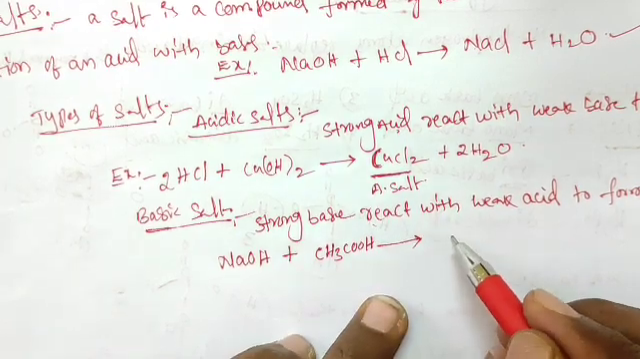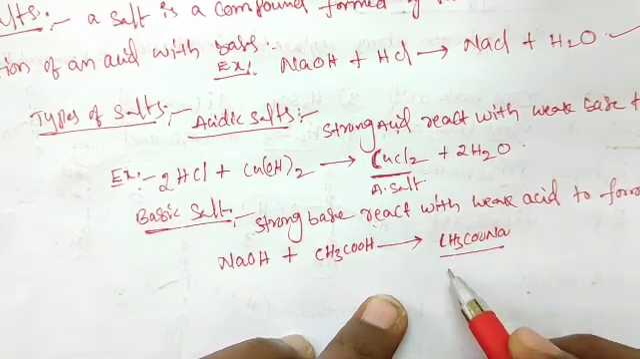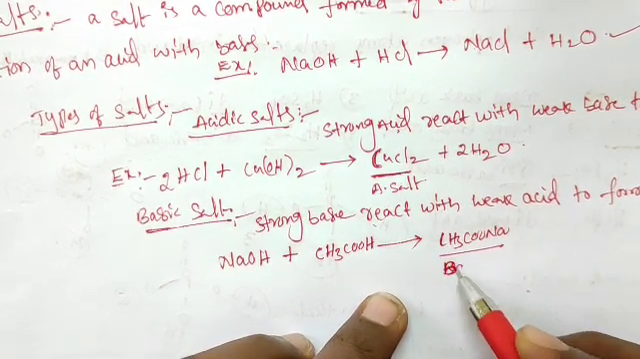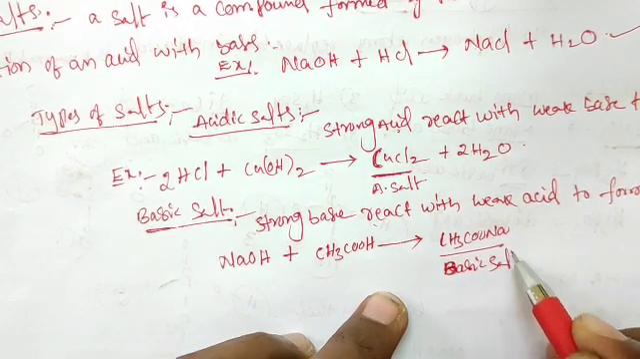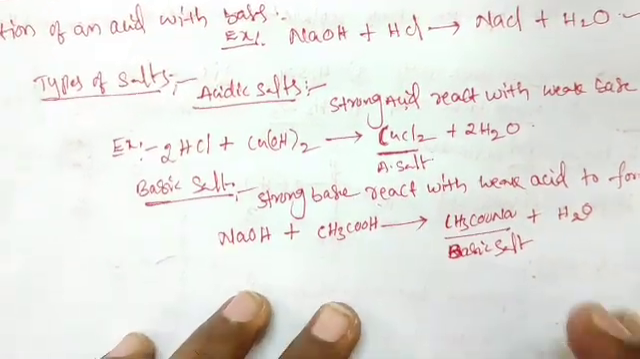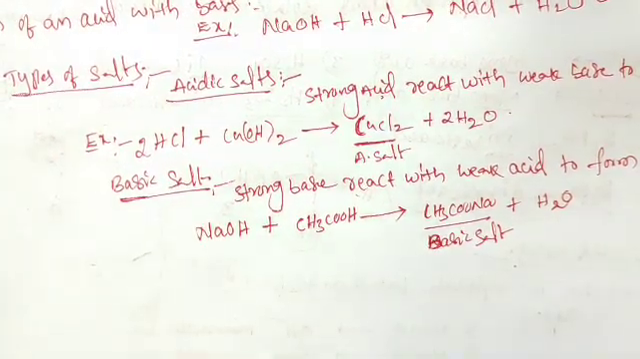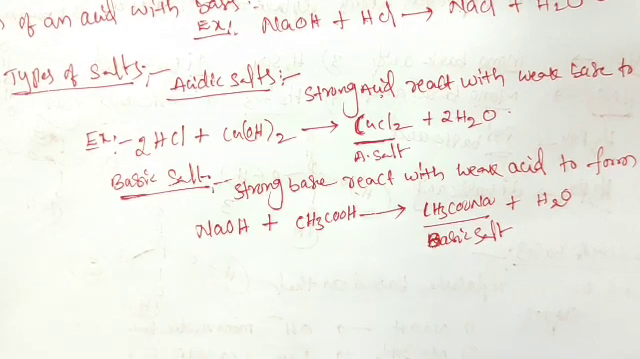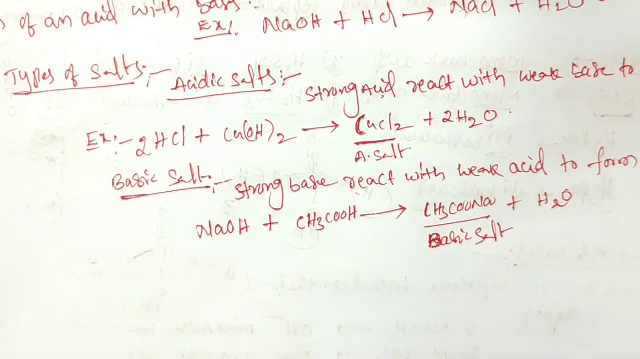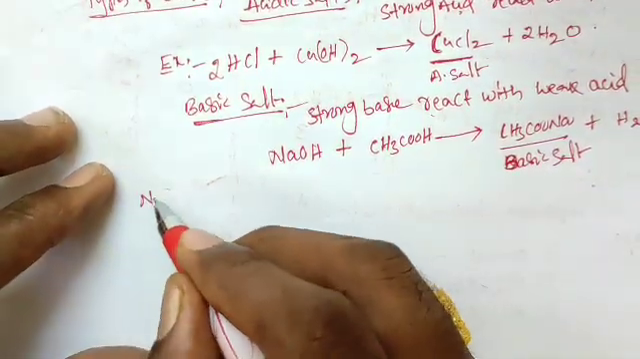How does it come? See, CH3COONa, sodium acetate, is a basic salt, plus water. So this is a basic salt and that is an acidic salt. How do we know which is the acidic salt and which is the basic salt? We need to know which acid is strong and which acid is weak, and then it is very easy.